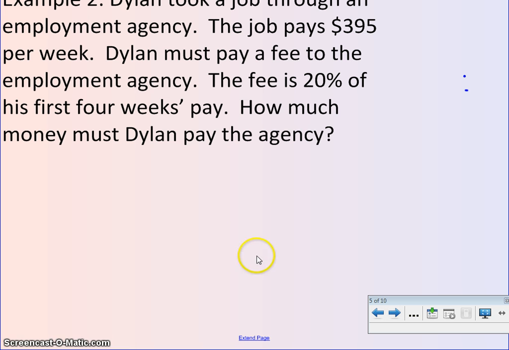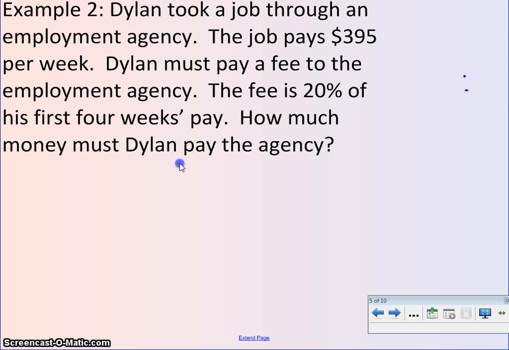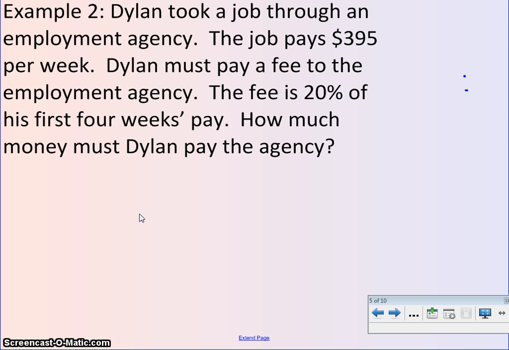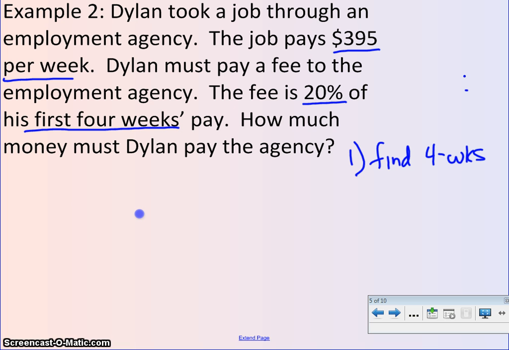Example 2, and let me move it a little bit so you can see it a little bit better. Dylan took a job through an employment agency. The job pays $395 per week. Dylan must pay a fee to the employment agency. The fee is 20% of the first 4 weeks' pay. How much must Dylan pay the agency? So the first step that we have to do is find 4 weeks' pay.